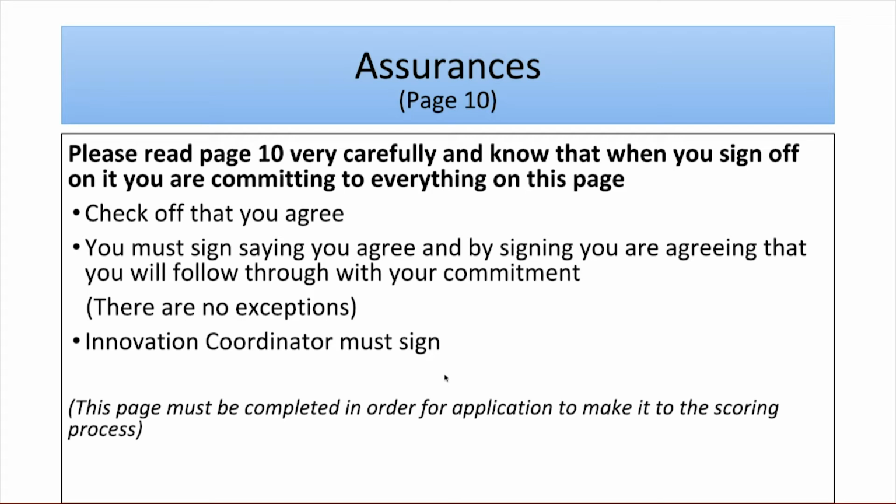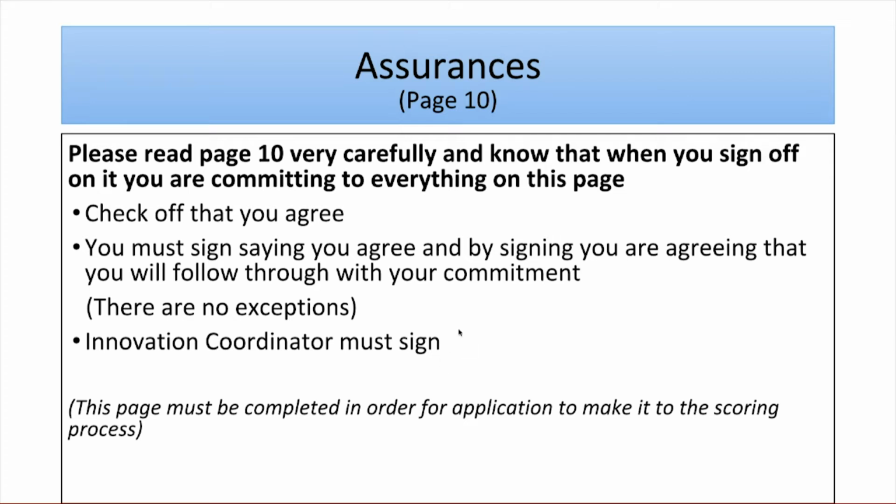So read page 10 very carefully and know that when you sign off on it, you're committing to everything on this page. You can't come up and say, I didn't know the summit was on that day. That won't work. When you make a commitment, that's what we're trying to teach our children, and I know that's what you all are trying to teach your students and your own children. When you make a commitment to something, you stand by that commitment because your word is your bond, and that's what my dad always told me. And, like I said, we are held accountable, and therefore we have to hold you accountable.